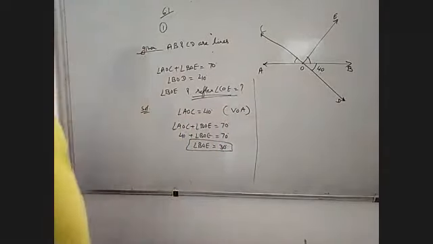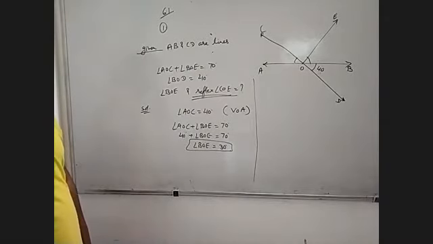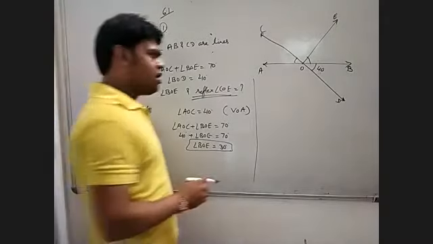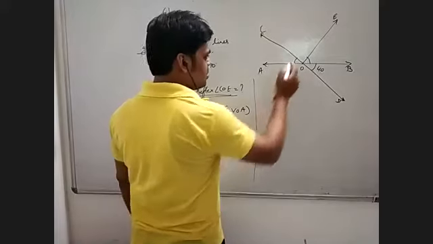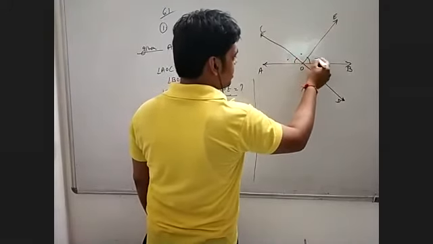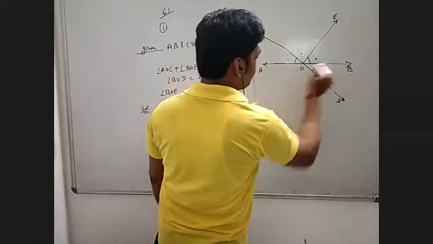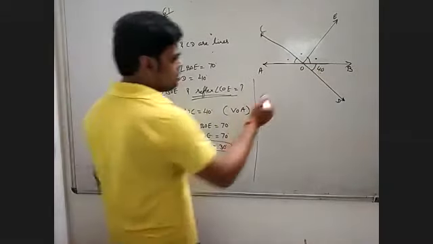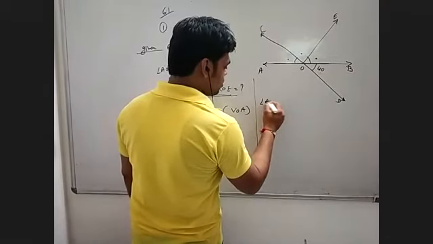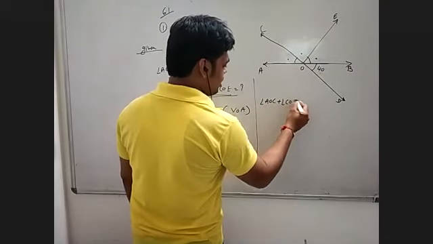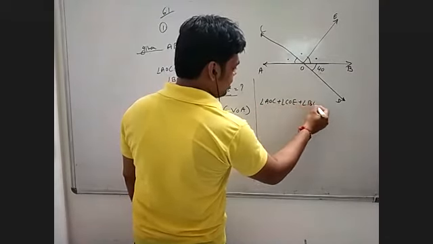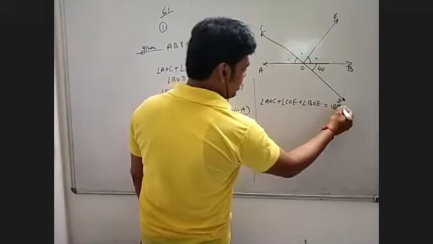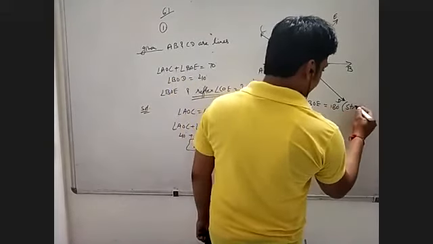Now the next part, we have to find reflex angle COE here. To find reflex angle, first of all, we have to find here only angle COE. After that, we will find reflex. This angle plus this angle plus this angle, all these three are equals to 180 because it's a straight line property. So we can write here angle AOC plus angle COE plus angle BOE is equals to 180 degree. Reason, straight line property.